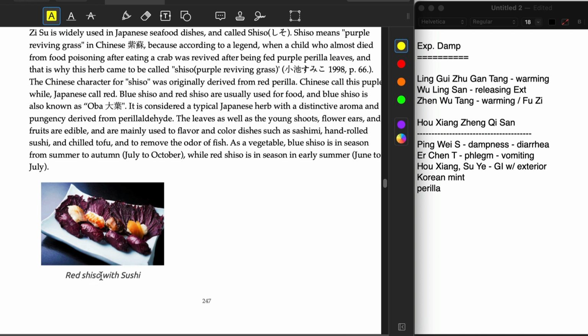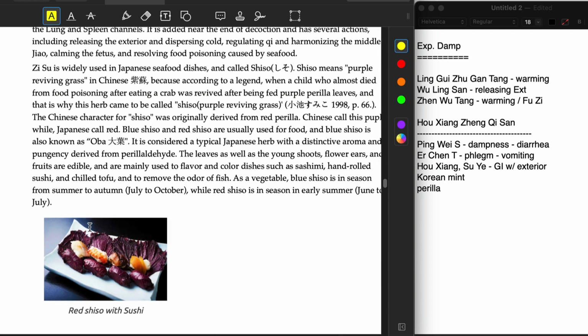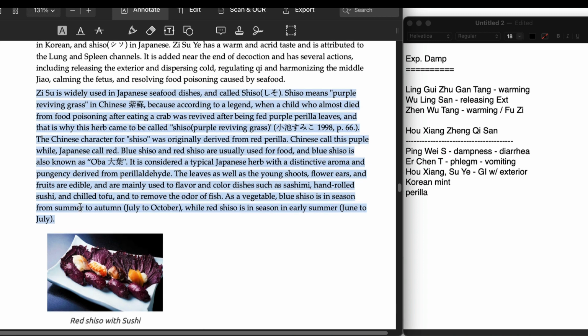And this is called shiso. Actually, shiso means purple perilla. So it is redundant. Red shiso means red purple perilla. So we don't have to put red here. Zisu is widely used in Japanese seafood dishes and called shiso.